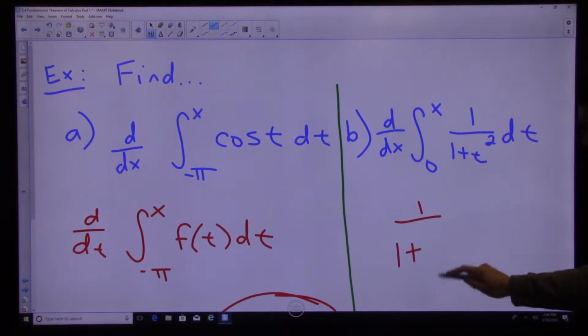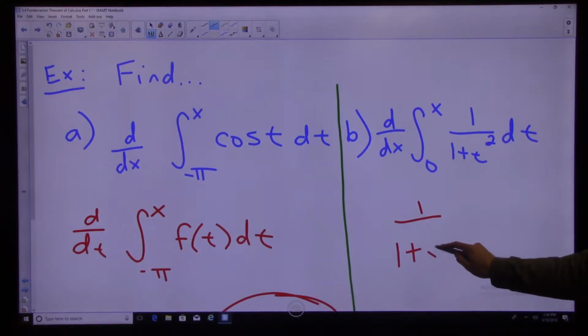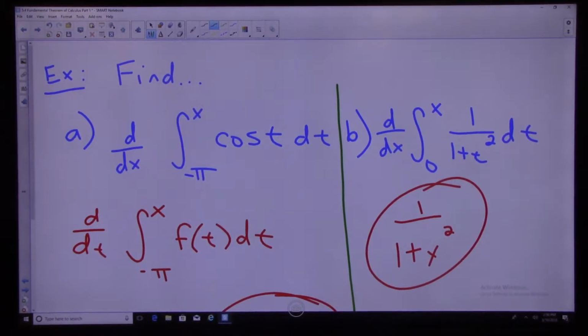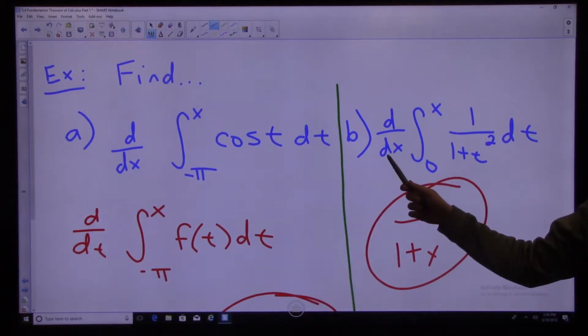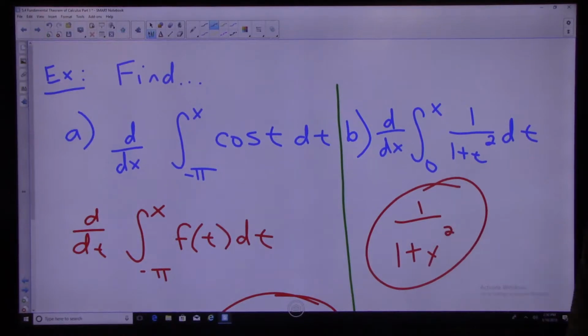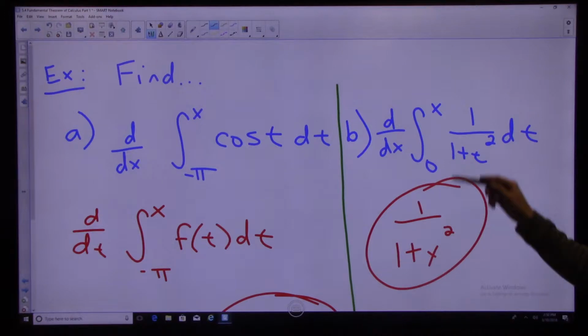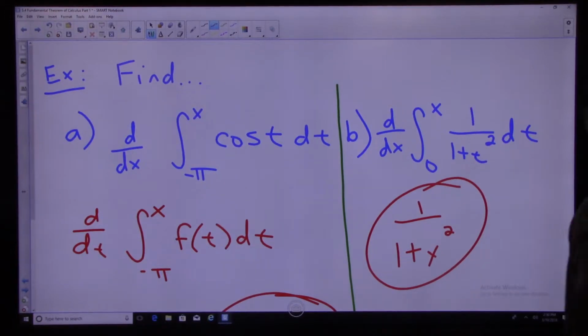1 over 1 plus x squared. That's the answer. So the derivative and the antiderivative, they cancel each other out. We're left with what's inside here, and we just replace t with x. That's all there is to it.